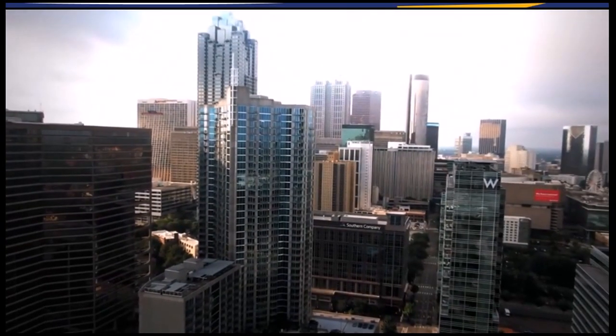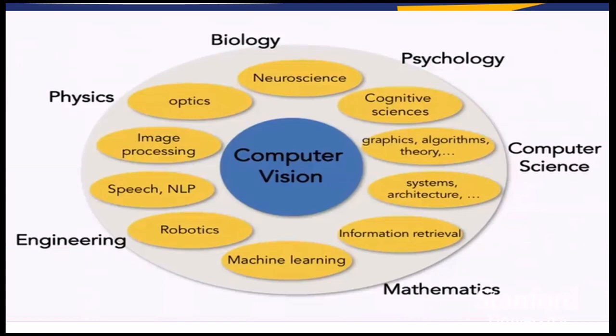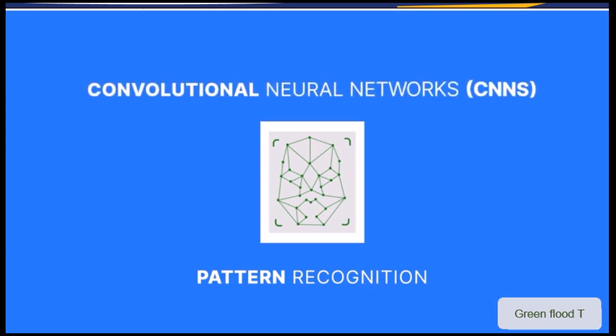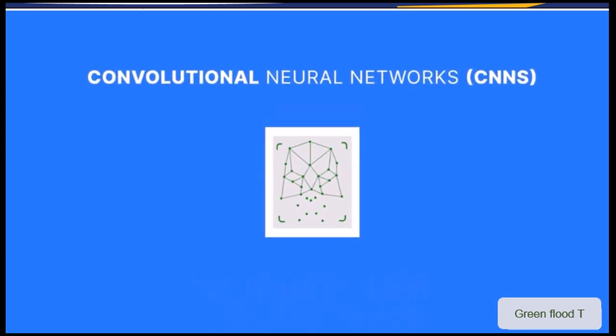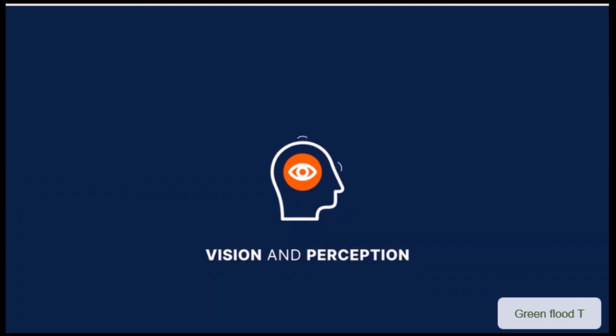So computer vision is a field of computer science that works on enabling computers to see, identify, and process images in the same way human vision does, and then provide appropriate output. Understanding in this context means the transformation of visual images, the input of the retina, into a description of the world that can interface with other thought processes and elicit appropriate actions.